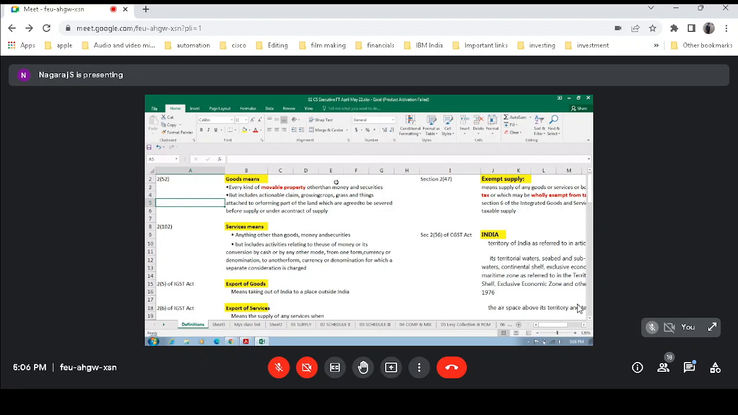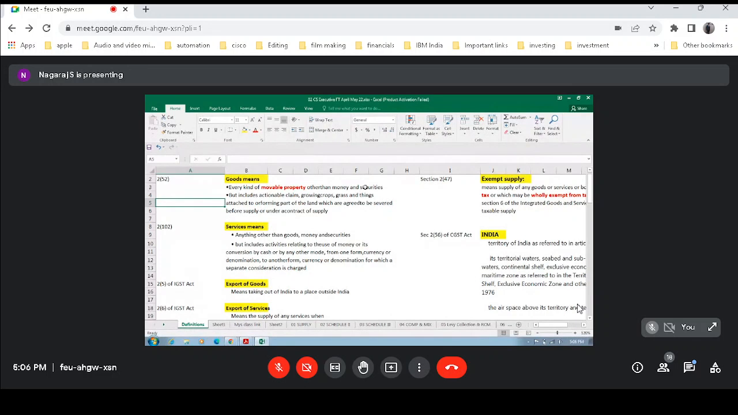Okay, goods means every kind of movable property other than money and security. What does it mean? Money and securities are not covered under goods. It is excluded from the definition of goods. Money means what? Any currency, legal tender.